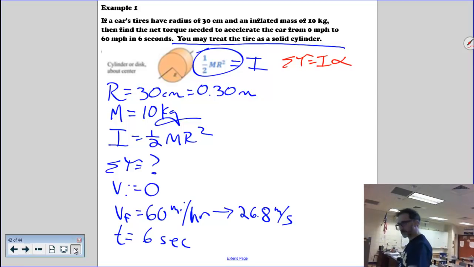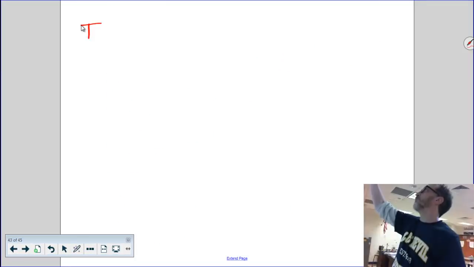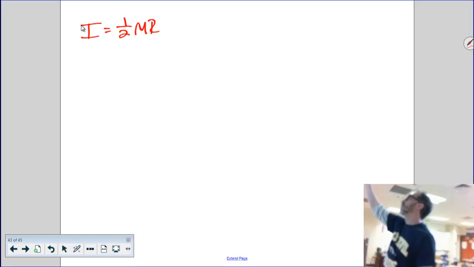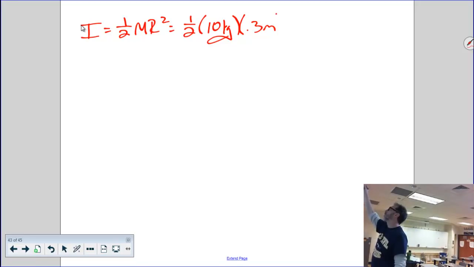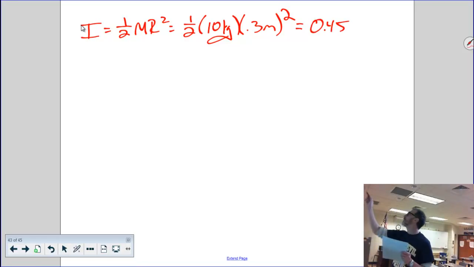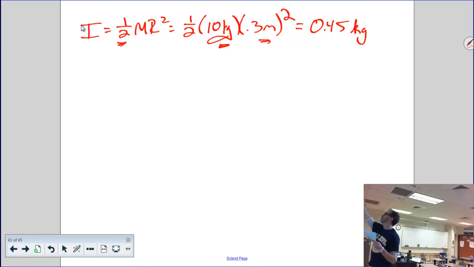To find our I, it's just 1/2 m r squared. So it's 1/2, the mass was 10 kilograms, the radius is 0.3 meters. Don't forget to square it. Multiply this all out, and you get 0.45. As for the units, I can't remember if we did this before when we did rotational inertia, because usually we didn't actually have to calculate the I; we just cheated and used the K. Now we actually have to calculate it. You're going to get kilograms times meters squared, and that's the units for rotational inertia.